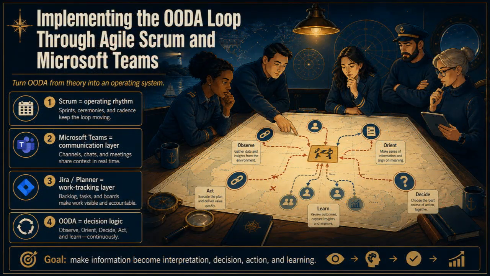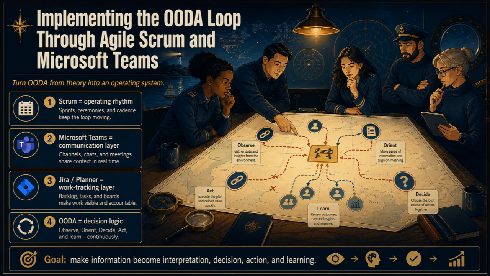Implementing the OODA loop through Agile Scrum and Microsoft Teams. The OODA loop becomes most useful in business when it is not treated as theory, but as an operating system. In an Agile Scrum environment, OODA can be implemented through the way a team plans work, runs stand-ups, manages Jira tickets, captures knowledge, escalates blockers, and coordinates through Microsoft Teams. Scrum provides the rhythm. Microsoft Teams provides the communication layer. Jira or Planner provides the work tracking layer. OODA provides the decision logic.